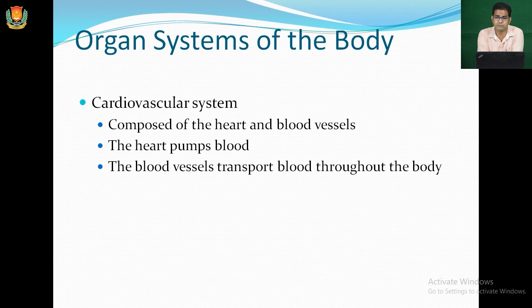Next is the cardiovascular system. The cardiovascular system involves the heart. The heart is the major organ which supplies blood to the whole body. It is also composed of blood vessels, larger blood vessels, and it pumps the blood. Then blood vessels transport the blood throughout the body. We all know that the lungs are the major organ which causes the oxygenation as well as the deoxygenation of the blood. That means oxygenated blood, when it moves out of the lungs, enters the heart, and then the heart supplies oxygenated blood to the complete body.